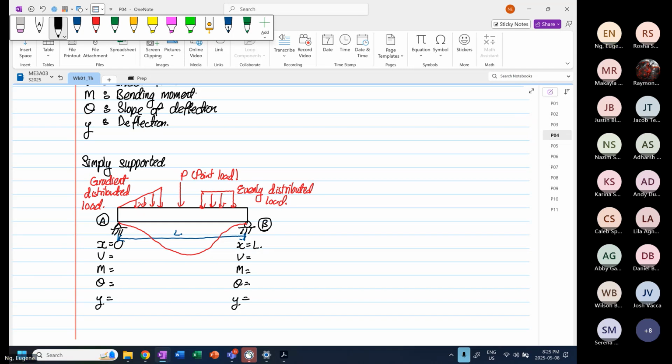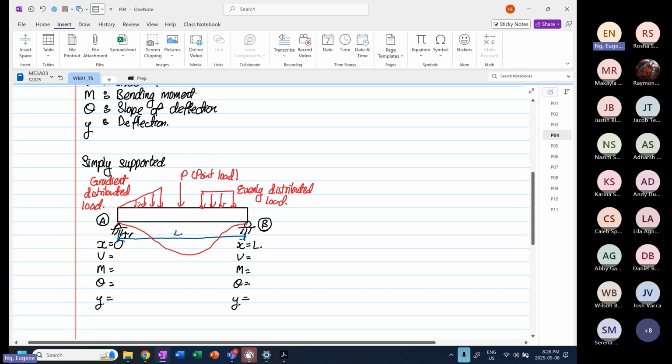We know that at point A, if I draw the reaction forces, we are going to have AY and BY for reaction. Do we know the shear force at point A and point B? We don't know. When x is equal to 0 and x is equal to L, we don't know the shear force. When you don't know, it is not a boundary condition.